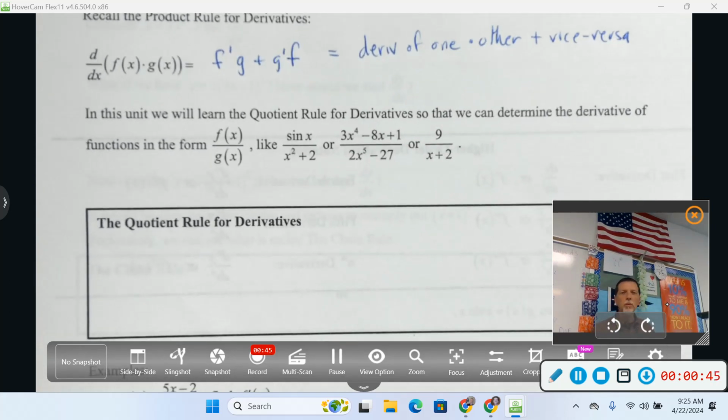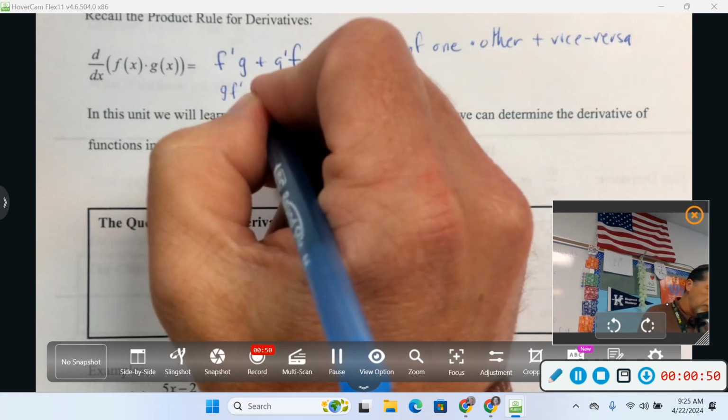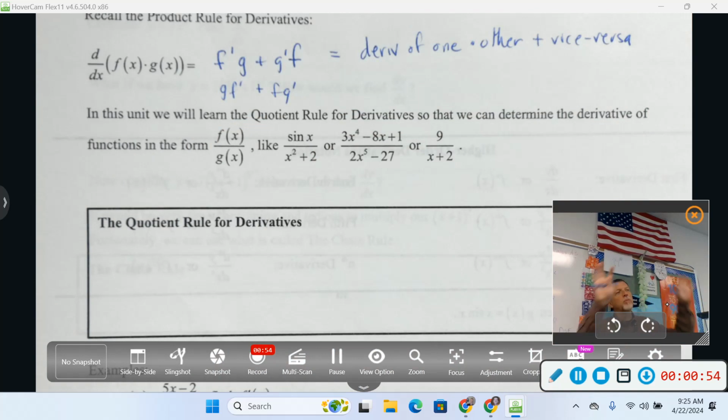So people will end up writing this different ways. Like I could have written it as g f prime plus f g prime. That's the same thing. I could switch the order, since addition and multiplication are both, I forget the fancy word there, where the order doesn't matter. Commutative, associative, whatever. The order doesn't matter, so there's lots of different ways to write it.